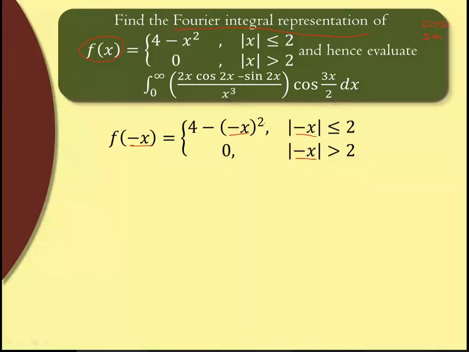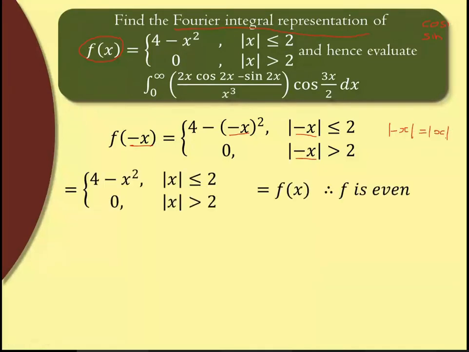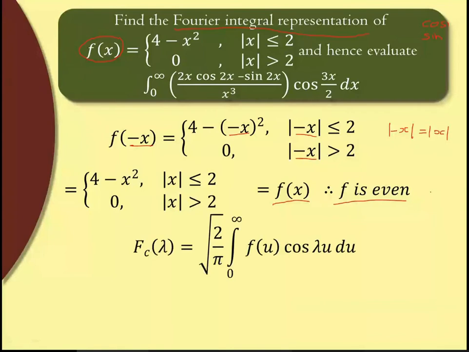Now what is (-x)²? Minus x square is the same as x square. Mod of minus x is the same as mod x. Both are the same. So because of that, we get 4 - x² for |x| ≤ 2, 0 for |x| > 2, because the mod of negative and positive terms are the same. And you can see that this function is the same as the original function, and because of that, the function is even. And if it is even, then we use the Fourier cosine transform.